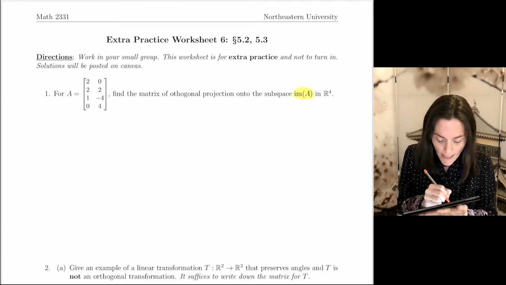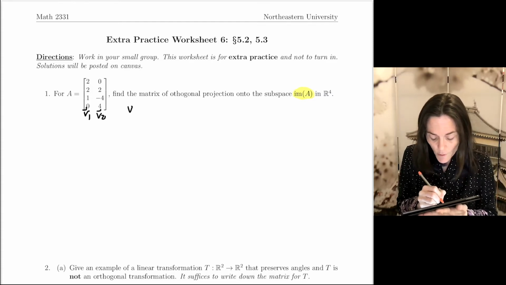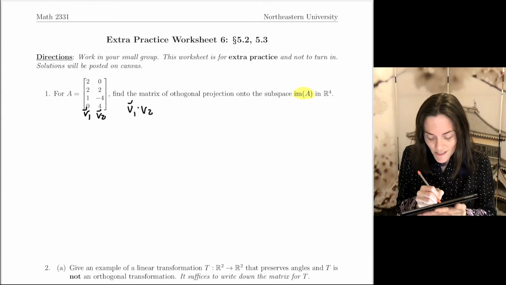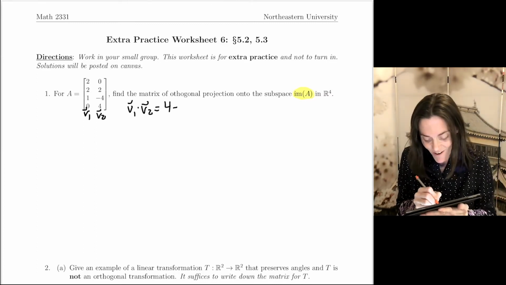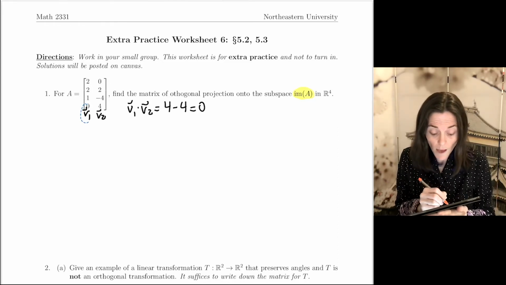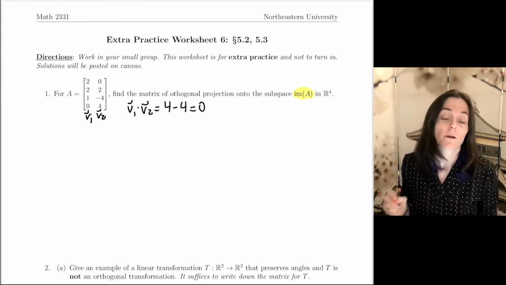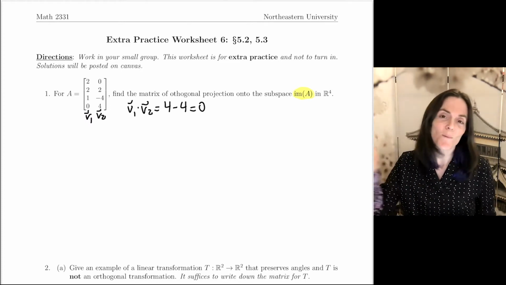But you see, if I label this V1 and this one V2, note that V1 dotted with V2, we get 4 minus 4, which is 0. So I already have 2 orthogonal vectors whose span is the image of A. And the only thing I really need to do is just normalize them.